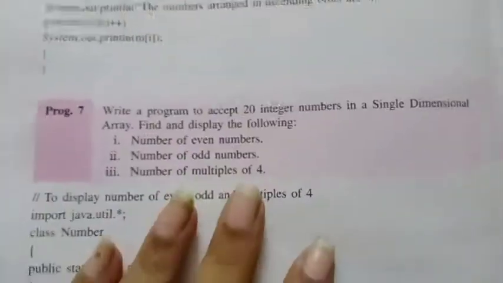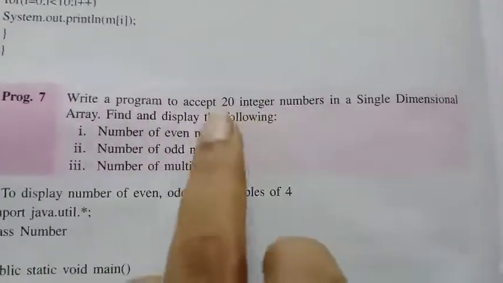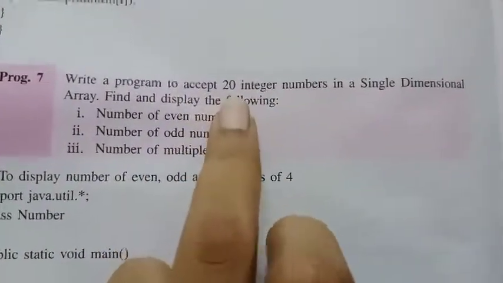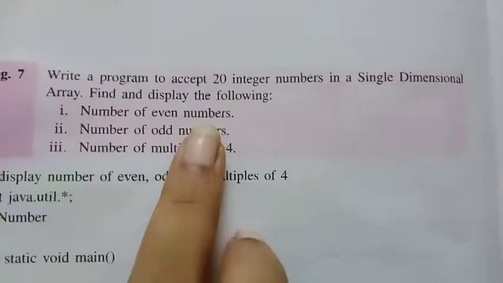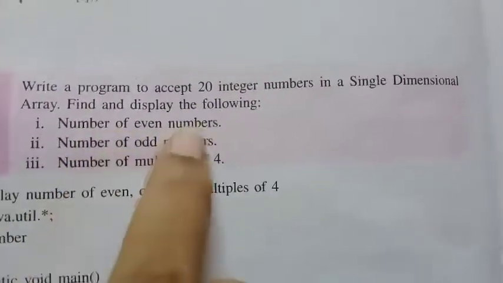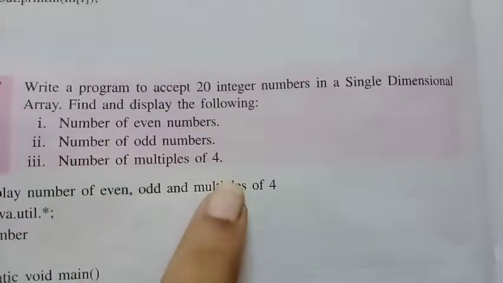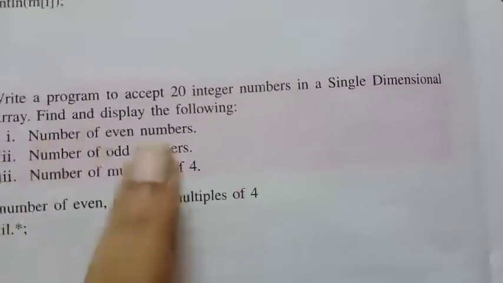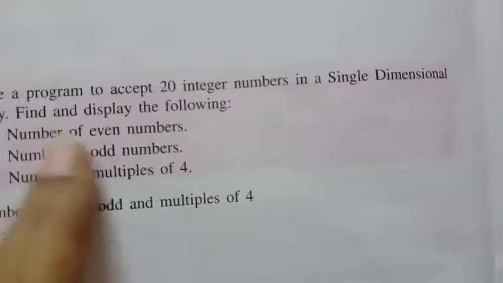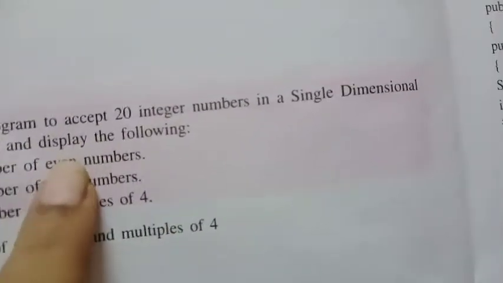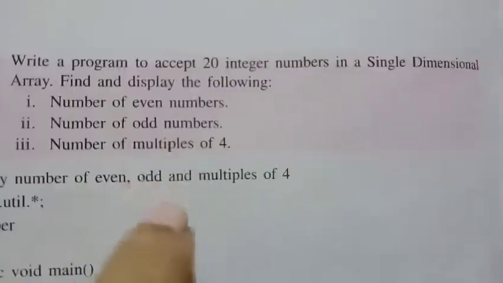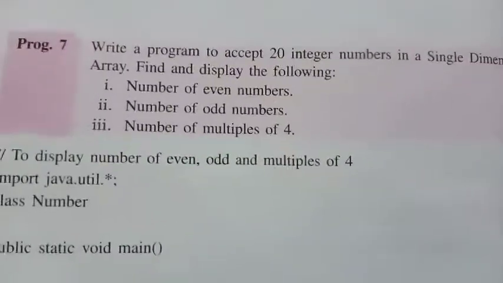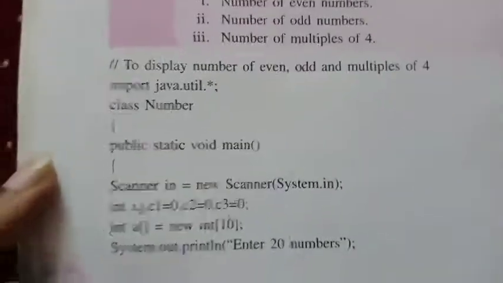So now we will go to the next program, 7. Write a program to accept 20 integer numbers and find and display the following, that is number of even numbers, odd numbers and multiples of 4. Okay, not the number which is divisible. We are going to find how many numbers are even numbers, how many numbers are odd numbers, and how many numbers are multiples of 4.